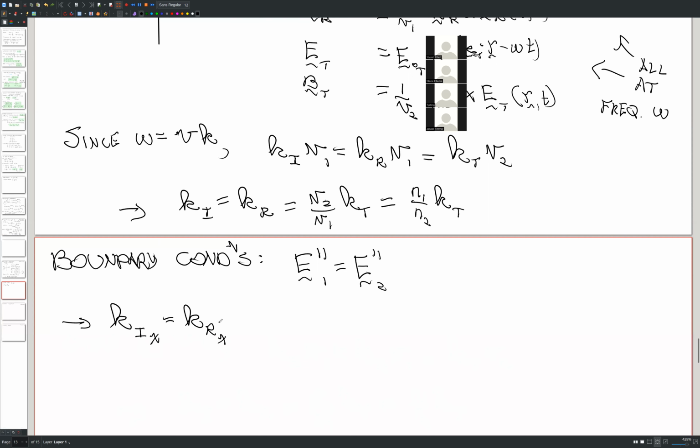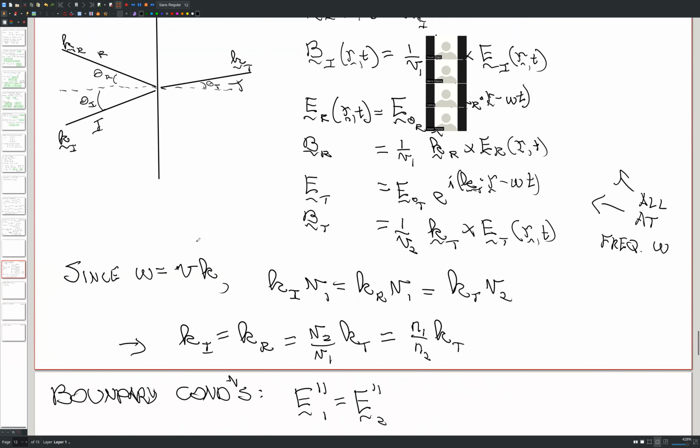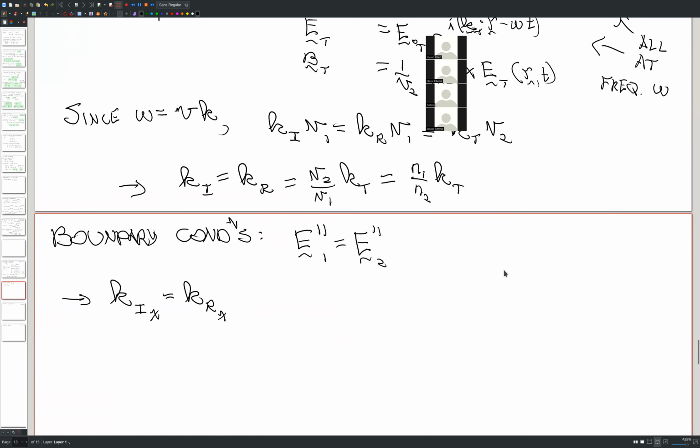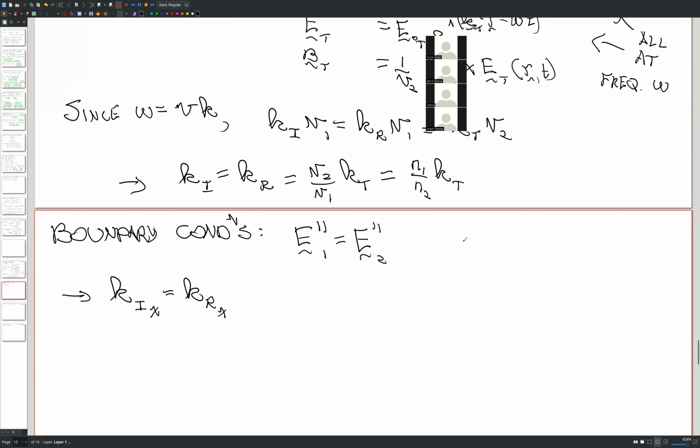Maybe we can just write it straight here. What I want is that these spatial dependencies in x and y, when I put z equal to 0, have to be the same for everybody. So really the condition is that k incident dotted into R has to be the same thing as k reflected dotted into R, and that has to be the same thing as k transmitted dotted into R, when I evaluate this at z equal to 0.